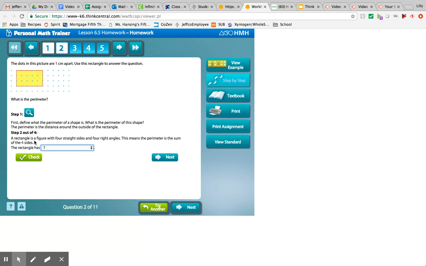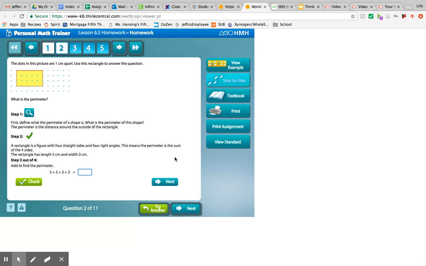And then step 2 is a rectangle is a figure with 4 straight sides and 4 right angles. This means the perimeter is the sum of the 4 sides. The rectangle has, and then it gives me some options here. So I'm going to be looking for the length and the width. I can see the length is 1, 2, 3, 4, 5, and the width is 1, 2, 3. So length is 5, width is 3. I'm going to click Next.